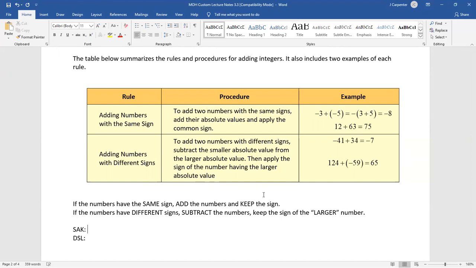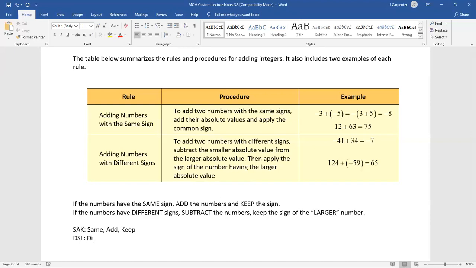SAK and DSL. Do you have to use these abbreviations? No. Do I find that it helps some students? Yes, a lot of students really love abbreviations. A lot of students really love mnemonic devices that help us remember how to do things. They don't necessarily have a reason in our heads. So SAK stands for same, add, keep. If the numbers have the same sign, you add the numbers in absolute and keep the sign.